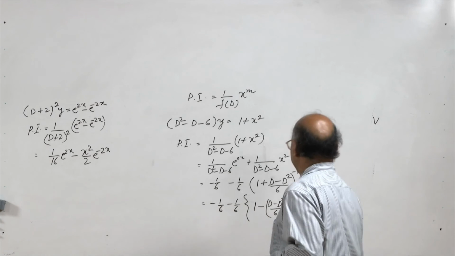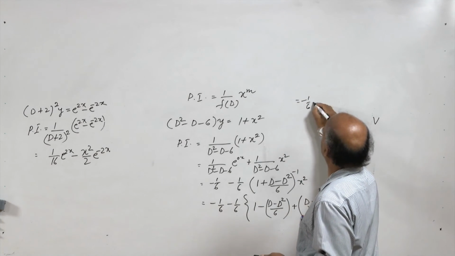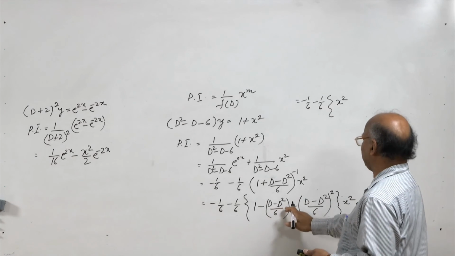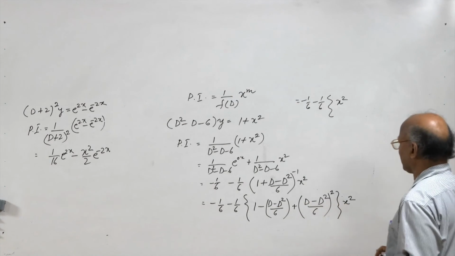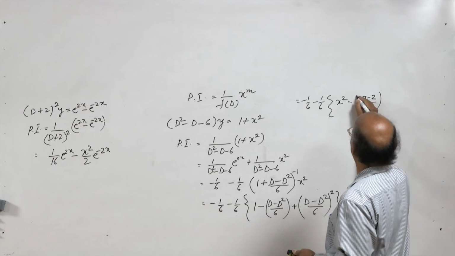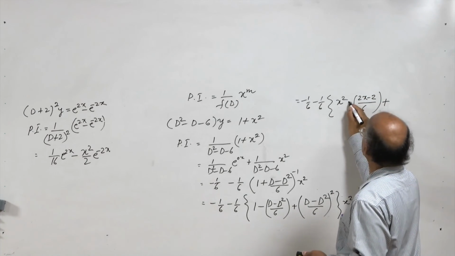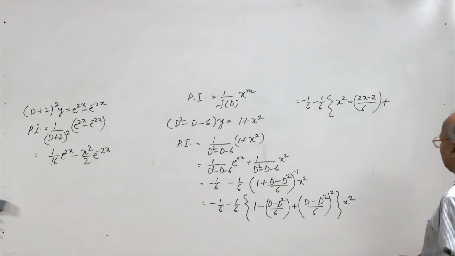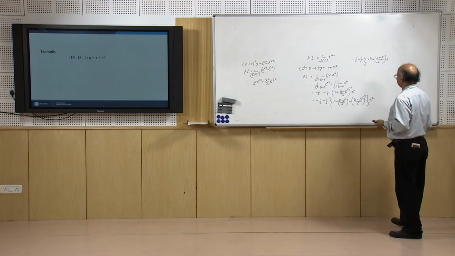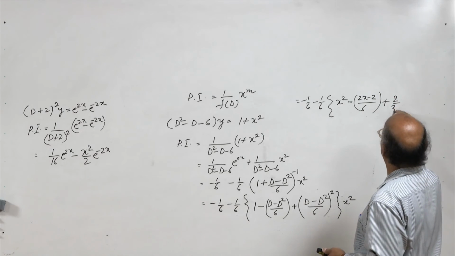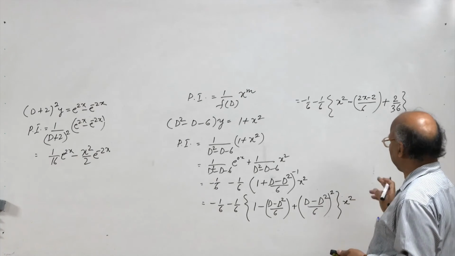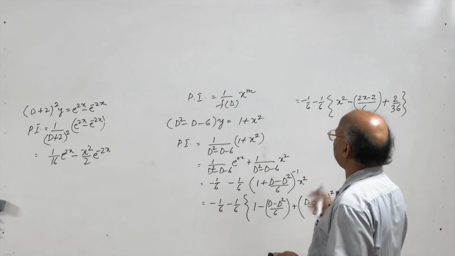and then this operates on x square, and so what we will get is minus 1 by 6, and then x square, and then d minus d square operating on x square: d on x square gives 2x, d square on x square gives 2. So 2x minus 2 divided by 6, and then we have d minus d square squared, which gives d square, then d cube, then d to the power 4. So d square when it operates on x square gives you 2. So 2 by 36. All other terms will contribute 0 because when they operate on x square, what we get is 0. So this is the particular integral in this case.